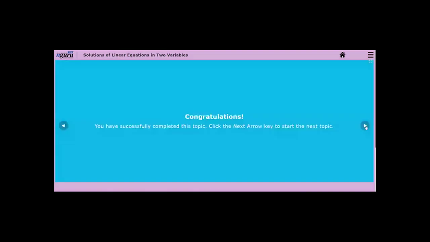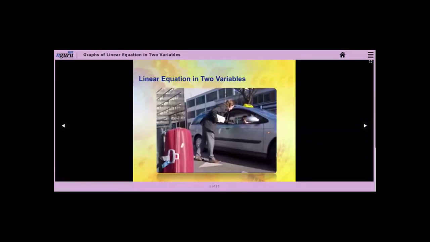Find out the value of k so that x equal to 1, y equal to 2 is a solution of the equation kx plus 3y equal to 14. Ma'am, k equals 8. The value of k is 8, ma'am. Correct.